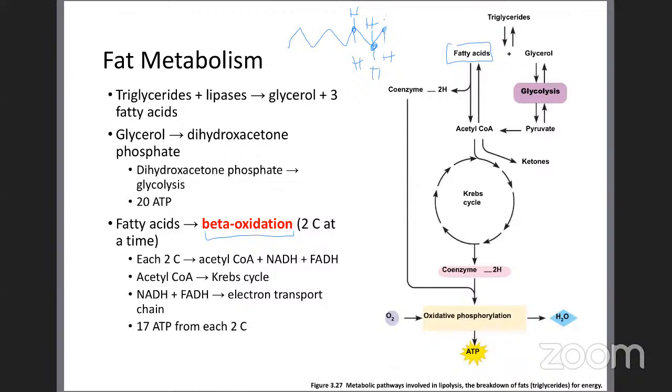So what we're doing when we do beta oxidation is we're taking off 2 carbons with their hydrogens bonded on, and every single 2 carbons little set in that chain is going to give us acetyl-CoA, NADH, and FADH. So we got some electron carriers and we're making acetyl-CoA. And we know that acetyl-CoA goes into the Krebs cycle. Those NADH and FADH go into the electron transport chain. And then we feed into that final step of oxidative phosphorylation.